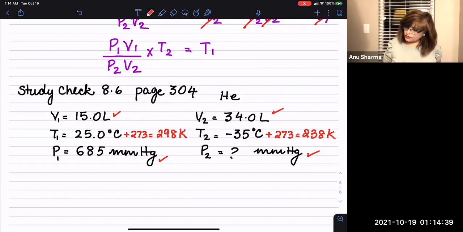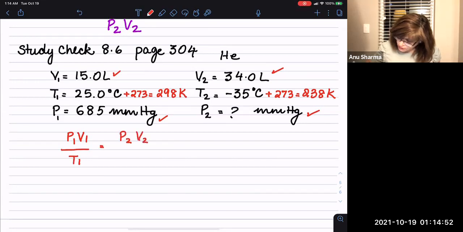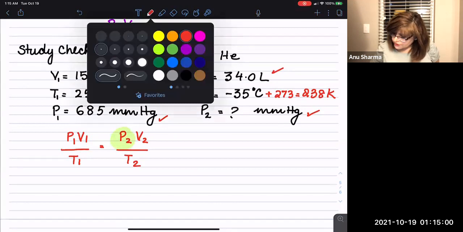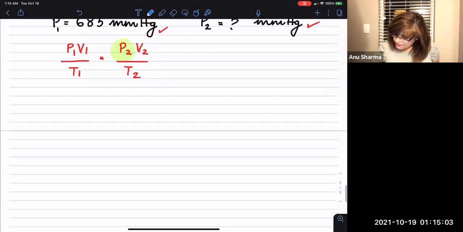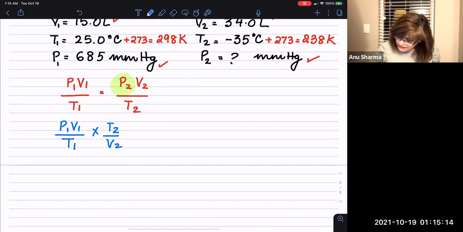Now we need to find P2. Let's write the formula first. Always write the formula. P1 V1 over T1 is equal to P2 V2 over T2. We need to find P2, and I'm not going to do all the other steps, we'll just put it straight away: P1 V1 over T1 times T2 over V2 is equal to P2. So just put the numbers.